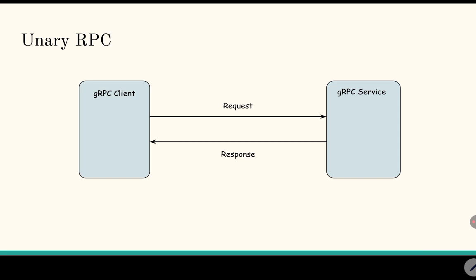So unary RPC is just like the first example that we spoke about. You have a gRPC service and a client sends a request, and the service will respond to that. It's sort of a client request response type of communication, and that is what unary RPC means. At a time, you just send a request and then you get a response. Even though the underlying protocol is full duplex, this pattern dictates that you send a request at a time and then you get the response at a time.